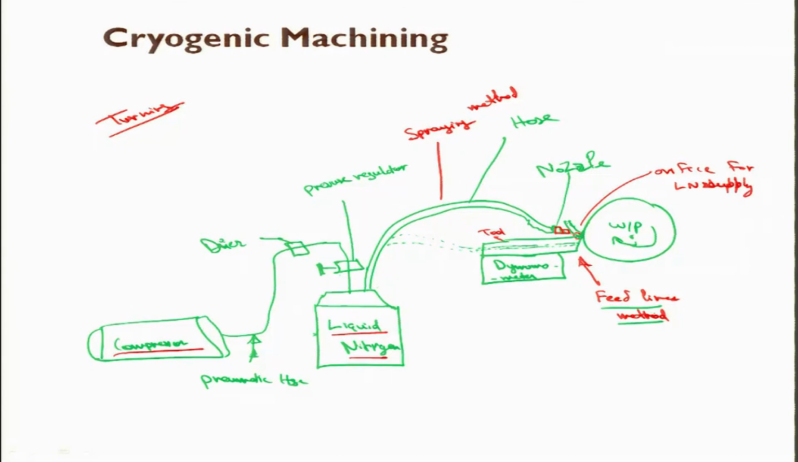So this was all about the green machining methods, or some of the green manufacturing techniques: dry machining, near dry machining, and cryogenic machining. There are other methods being developed for green manufacturing, which we cannot cover in this single course.